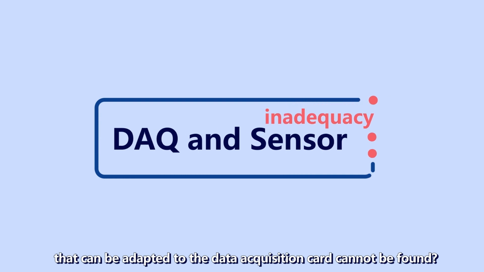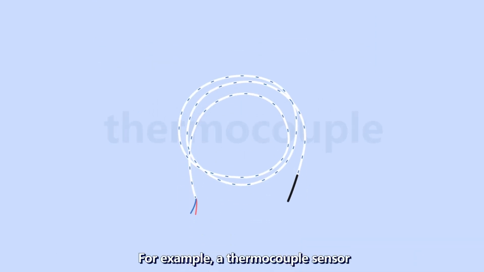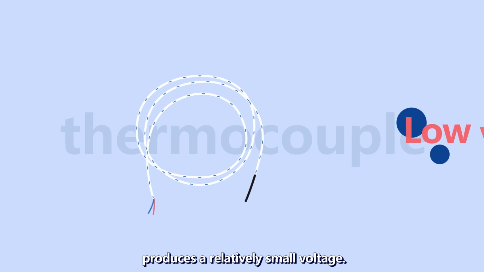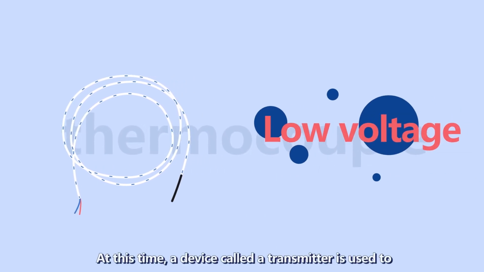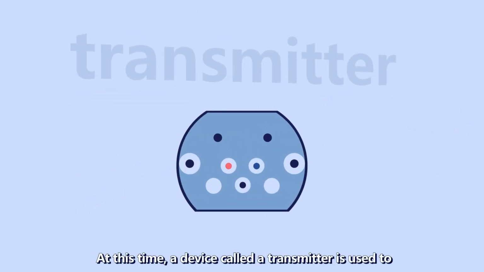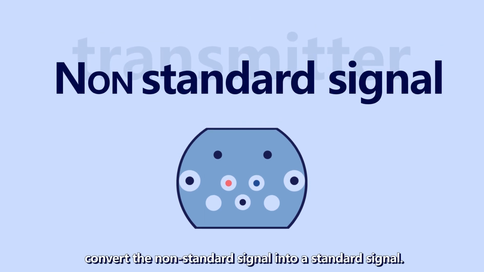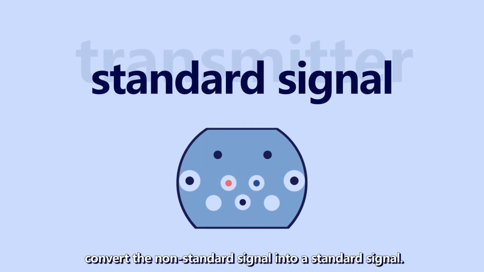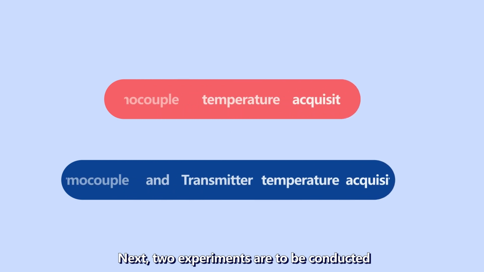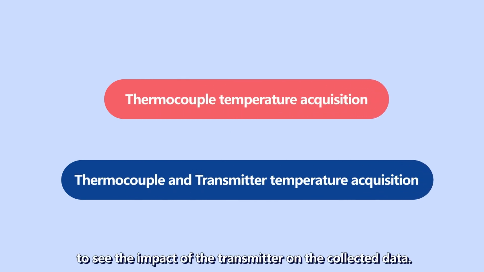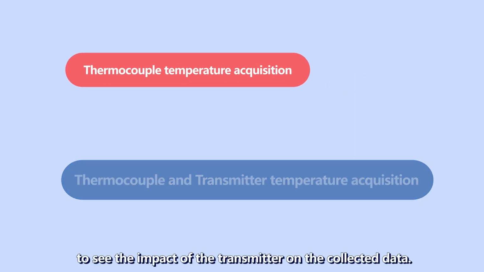What if a sensor that can be adapted to the data acquisition card cannot be found? For example, a thermocouple sensor produces a relatively small voltage. At this time, a device called a transmitter is used to convert the non-standard signal into a standard signal. Next, 2 experiments are to be conducted to see the impact of the transmitter on the collected data.